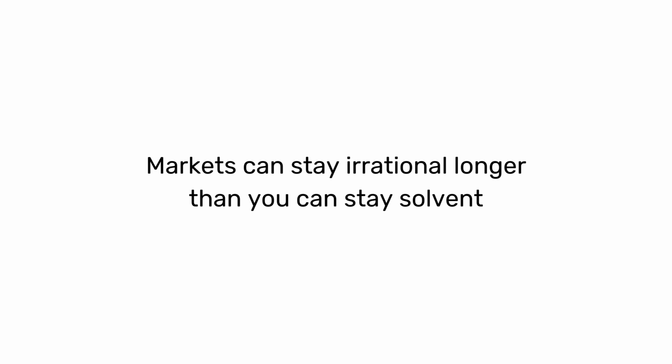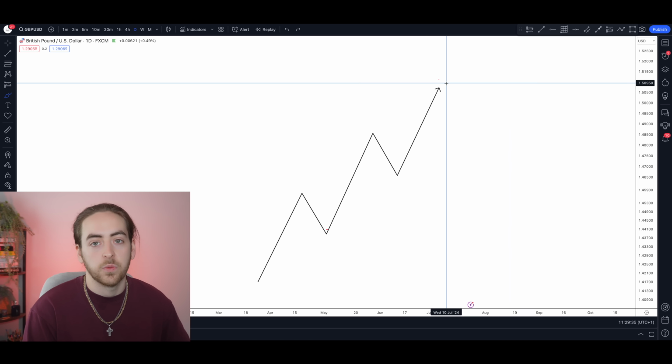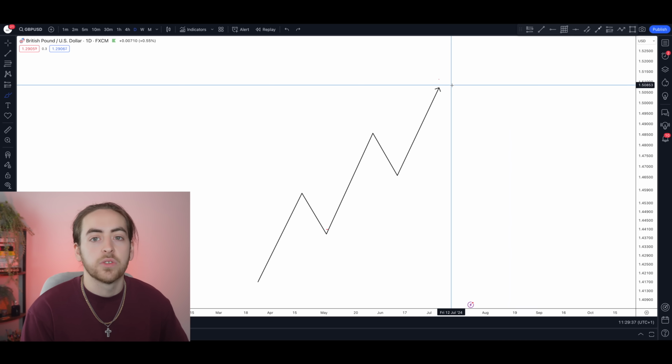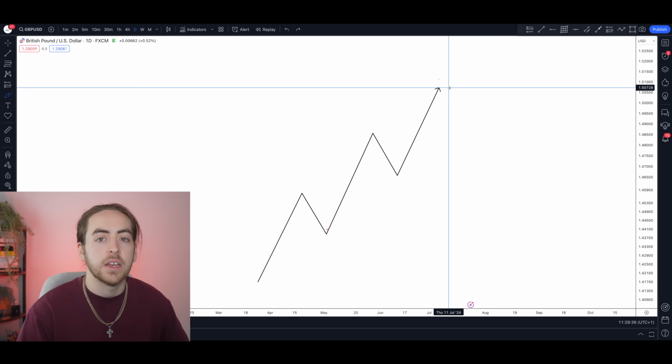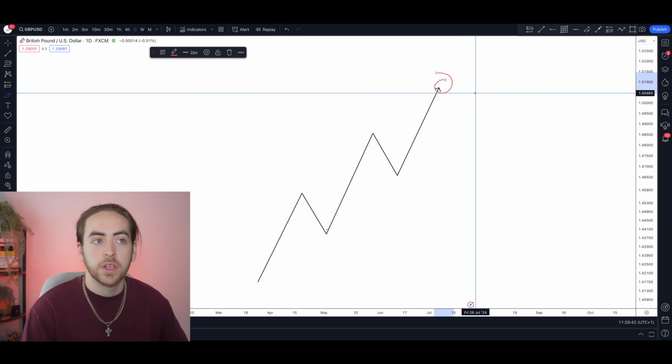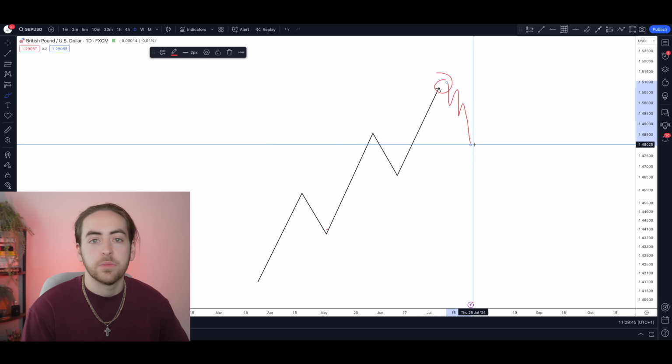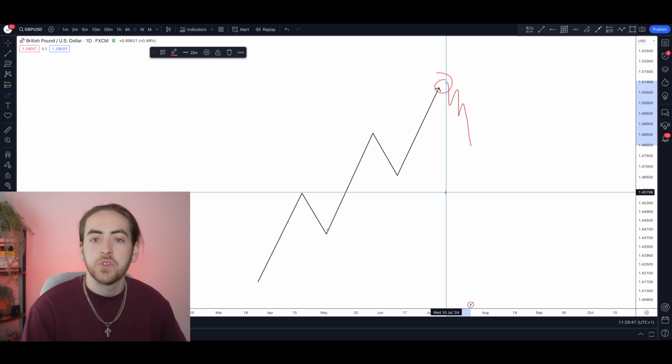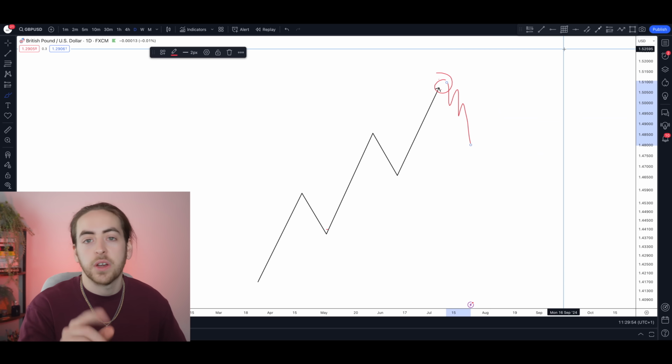The market can stay irrational longer than you can stay solvent, meaning the market can do whatever the market wants to do. Even if it seems like it logically has to turn around, that doesn't mean it will. So we cannot catch falling knives, we cannot sell tops randomly, we cannot buy lows, we have to confirm reversals. And I'll show you how to do that right now.